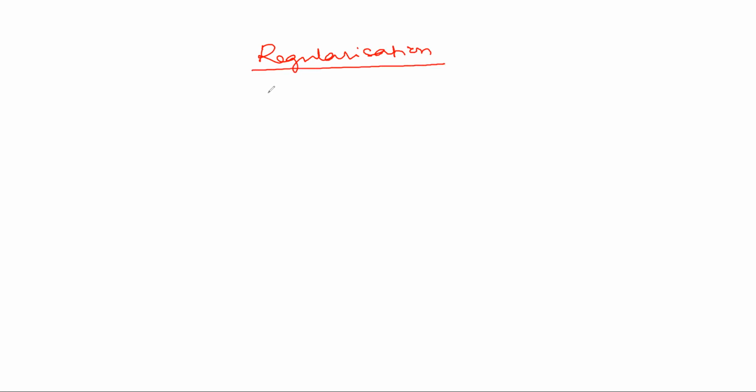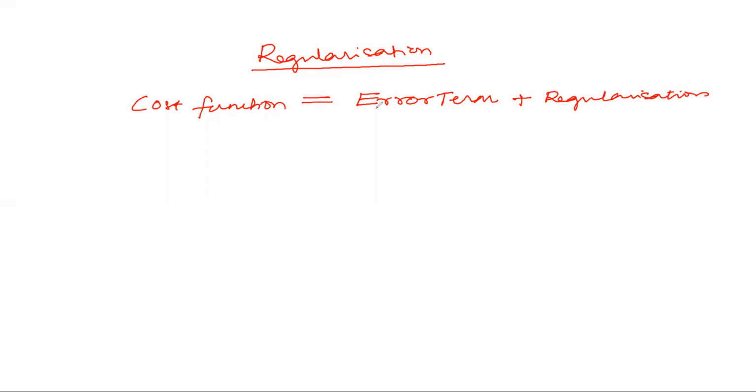Okay. So as I told you, the cost function we can write it as: this one will be your error term, plus your regularization term. So this is our cost function that we will represent.